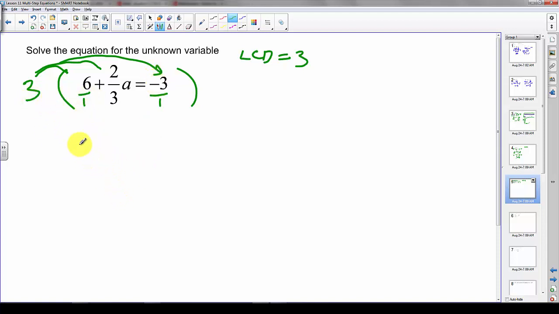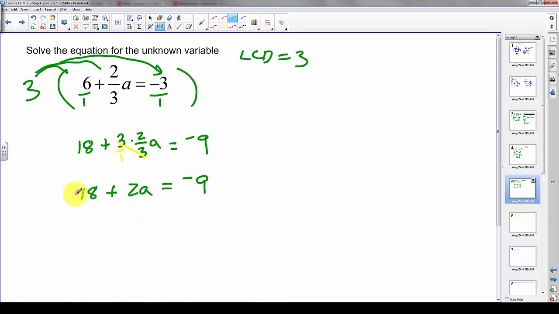3 times 6 is 18. Notice the 3 and the 2/3. Well, I'll just show you the multiplication, then I'll reduce later. I have 3 times 2 over 3a minus 3 times negative 3 is negative 9. Now in this case, these 3's, 3 over 1 and 3, will reduce out. So I'm left with 18 plus 2a is equal to negative 9.